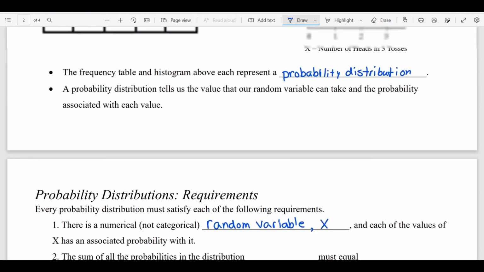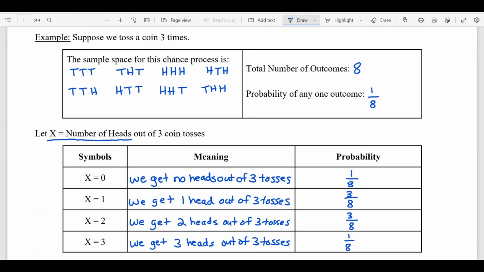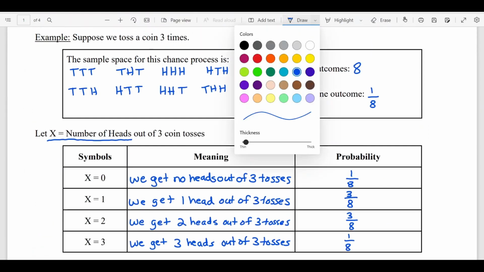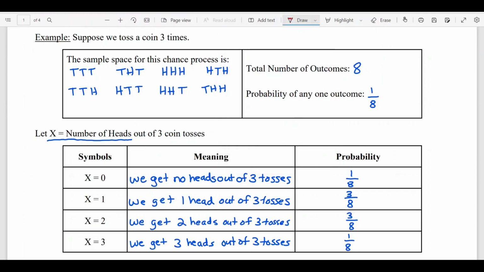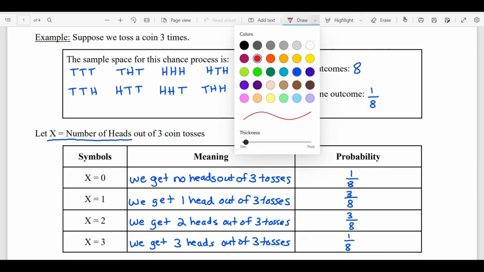Now, when I say it has to be numerical, here we were flipping coins, and obviously when we flip a coin, we get heads or tails, right? T or H. How is that numerical? Well, that part wasn't numerical. It's this part that has to be numerical. When you assign values to your random variable, they must be numerical, okay?